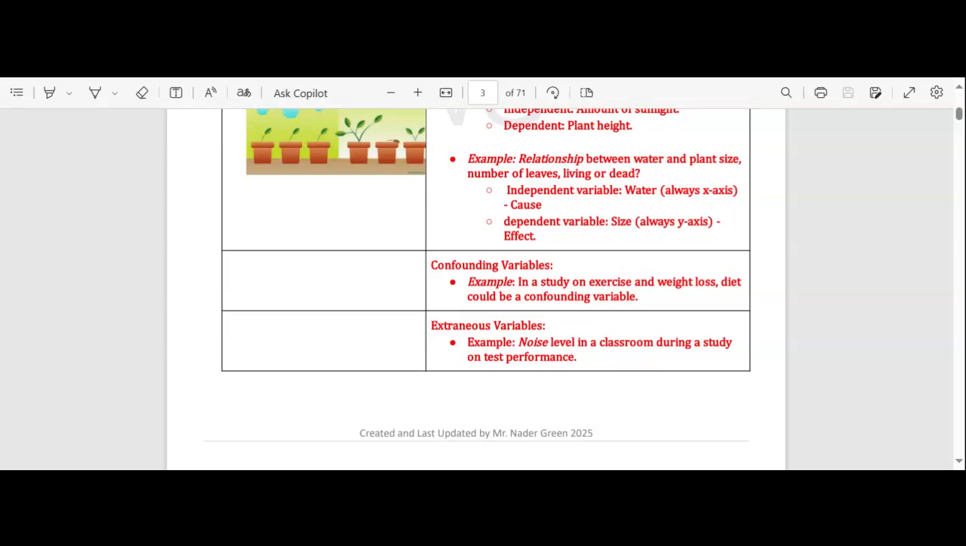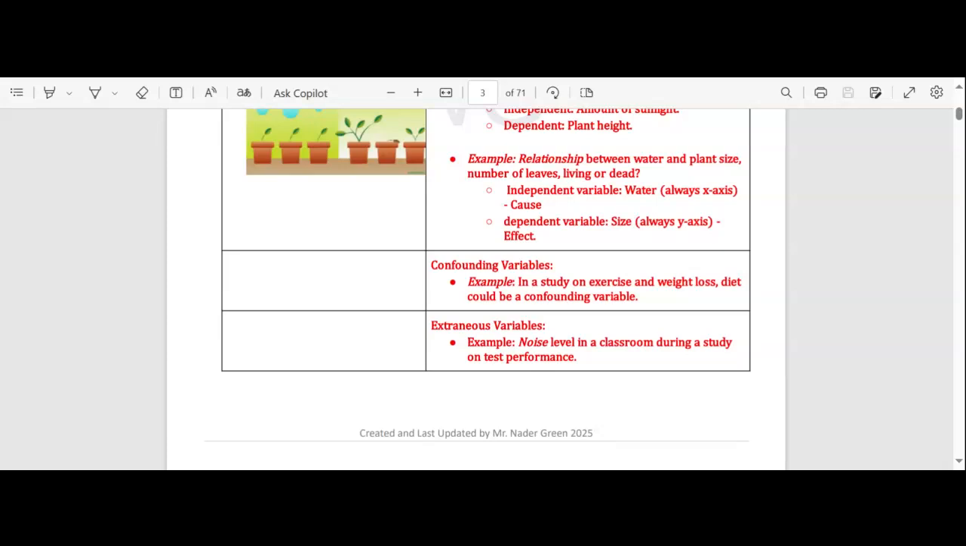Another variable is called confounding. Example, in a study on exercise and weight loss, diet could be the confounding variable, diet. Okay. Another variable here is called extraneous. That is something that you ambiguously can find. For example, noise level in a classroom during a study on test performance. That's called what? Extraneous.